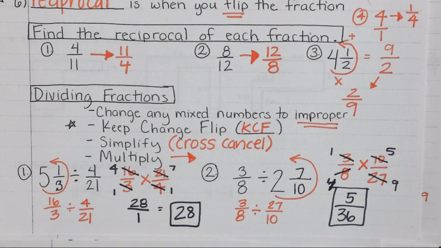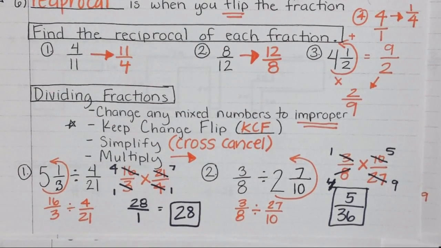Okay. All right, what now? Yes. So, to change this, I have to make it improper first. Then I can flip it. So 4 times 2 plus 1, that gives me 9 over 2. Then I can flip it. You can't flip it as a mixed number. It has to be an improper fraction.